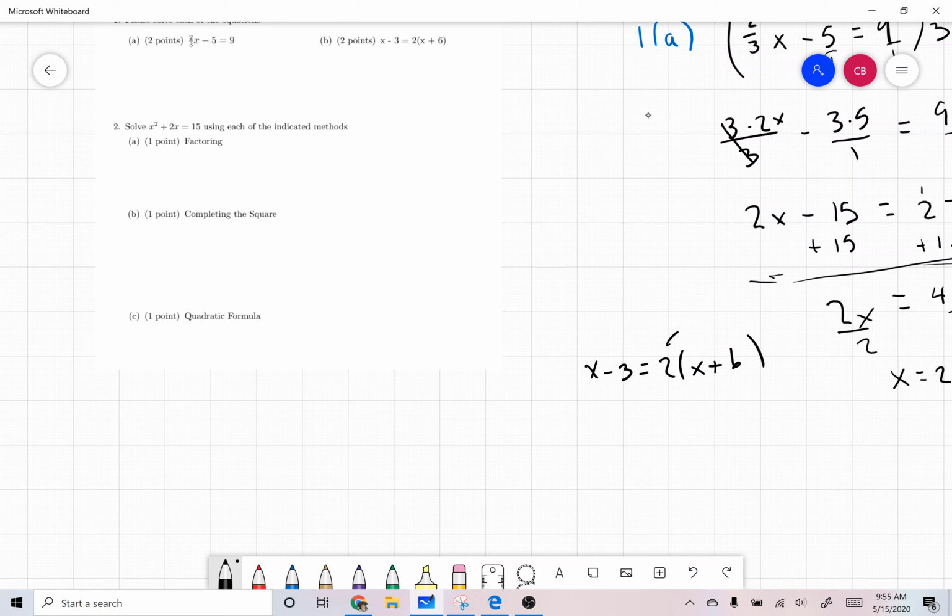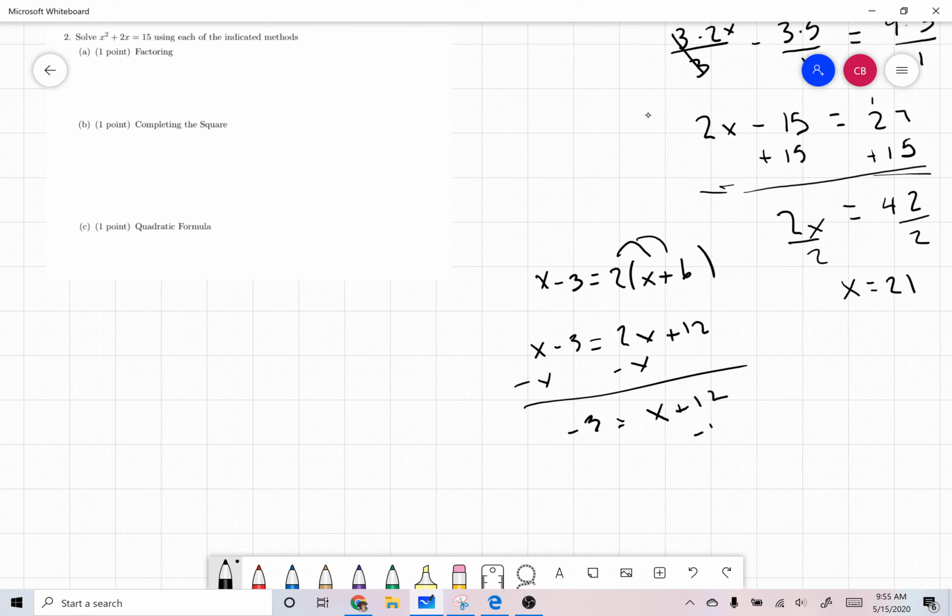So let's make sure we FOIL and do our distribution. We have 2x plus 12. And then we just solve as normal, minus x minus x. This is x plus 12 is equal to negative 3. We subtract 12. And x is equal to negative 15. Okay, so this is obviously part B of number 1.